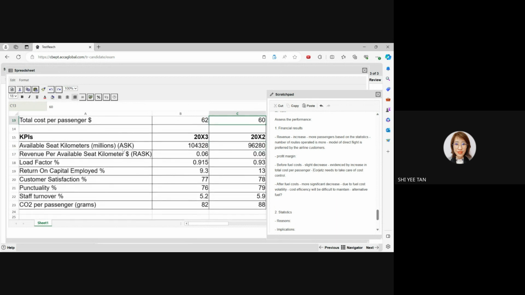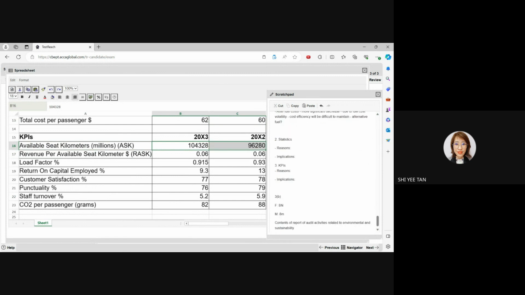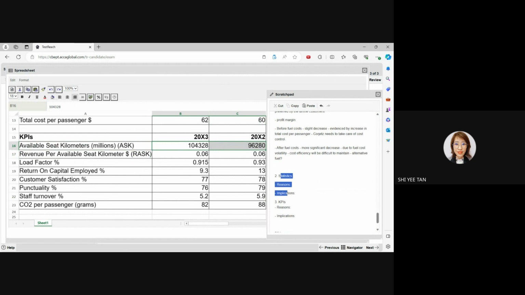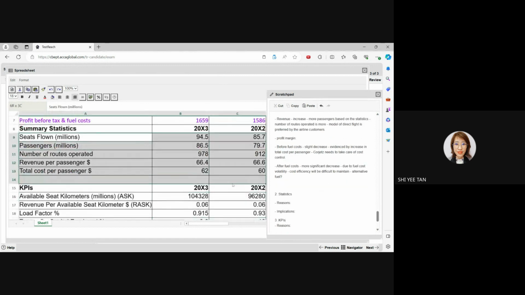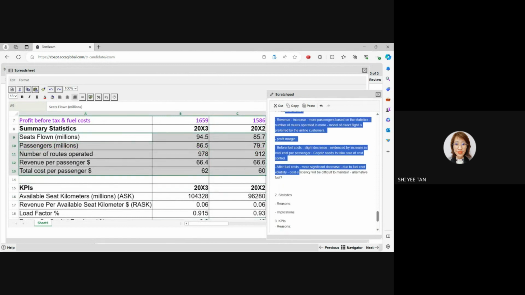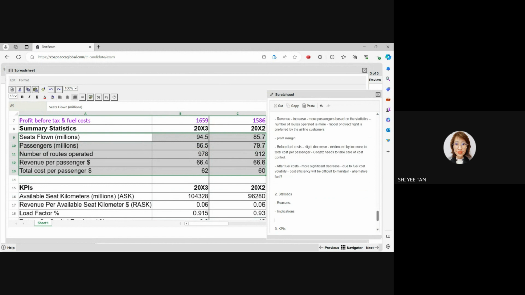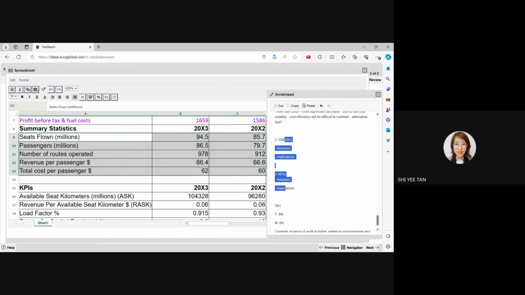KPIs. You have all these, ASK, RASK. Okay, let's have a look. Available seat kilometer, because you have more routes, so that's why you have more. Of course, this one I leave it to you. You can go and fill in by yourself. You don't have to divide statistics and KPI, it also can, but we have gone through the statistics, so somehow or rather we also include a little bit here. But if you want to separate, also can. If you want to separate is the best, I would say. So you can tell your examiner very clearly, hey, I cover the three aspects that you mentioned.